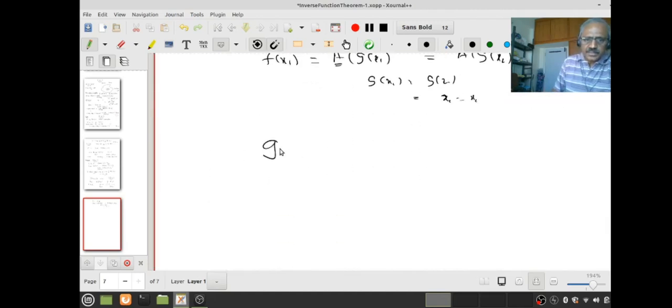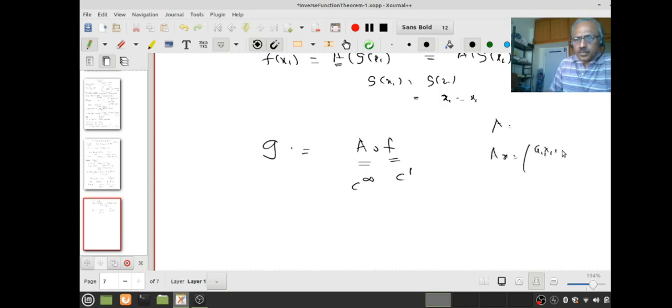Now let's look at g. What is g? g is a composite of f. Now f is C1 and A is actually C infinity. Any linear map is, remember, this linear map A on x, it will be A11 x1 plus ... plus A1n xn, and so on. So each of the coefficients is a first degree polynomial, therefore they are actually C infinity. Therefore the composite is C1.